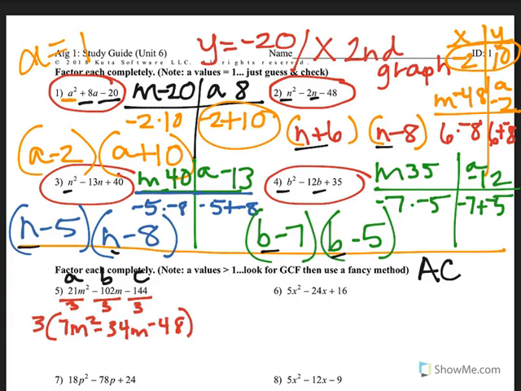Okay, so we are going to find a number that multiplies to A times C. So this is 7 times negative 48, which multiplies to be negative 336. And then we need numbers that add to be the middle, which is negative 34.